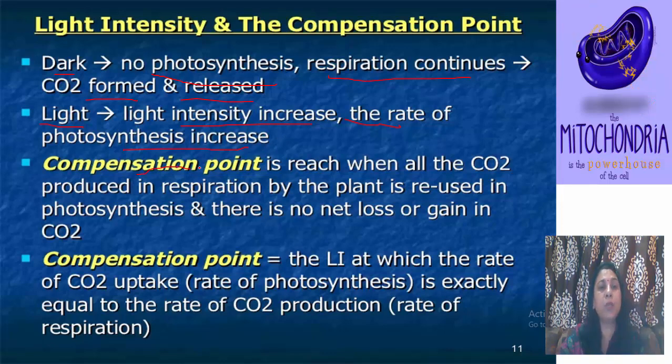So what is the compensation point? The compensation point is reached when all the carbon dioxide produced in respiration by the plant is reused by photosynthesis and there is no net loss or gain in carbon dioxide. Means all the carbon dioxide produced in respiration is being used by the plant in photosynthesis and there is no net loss or gain. If this point is reached, this point is known as the compensation point.